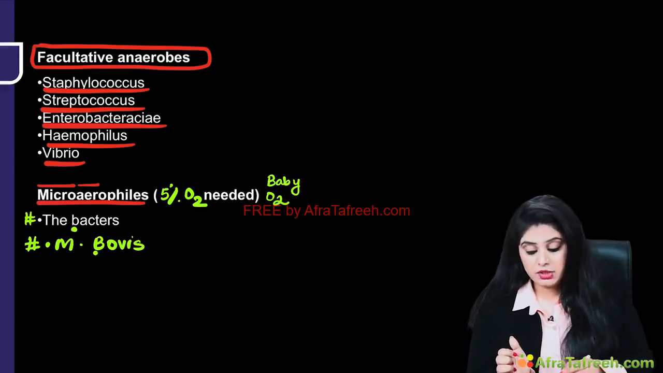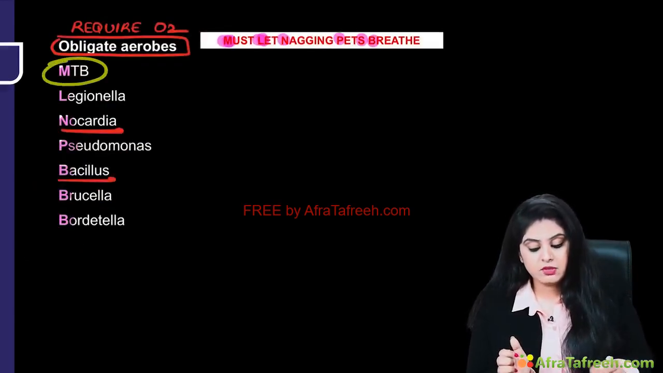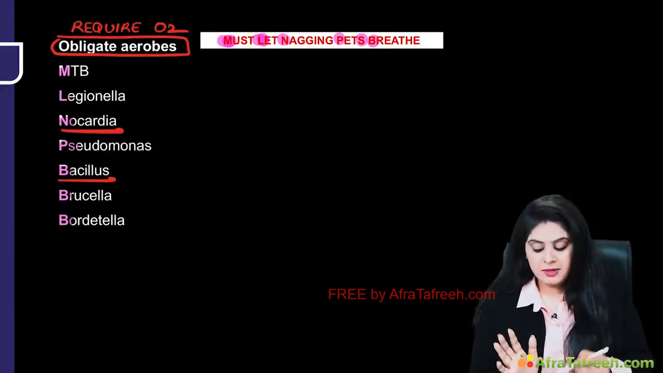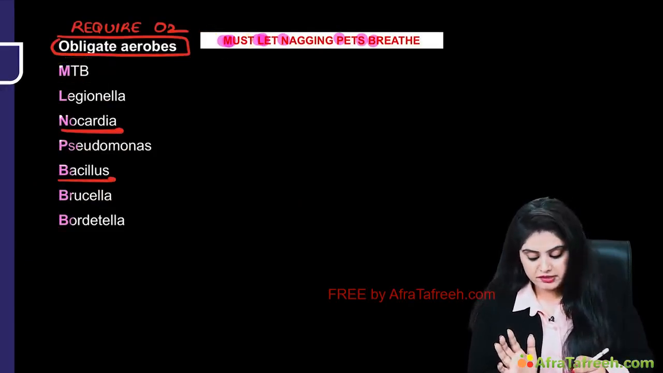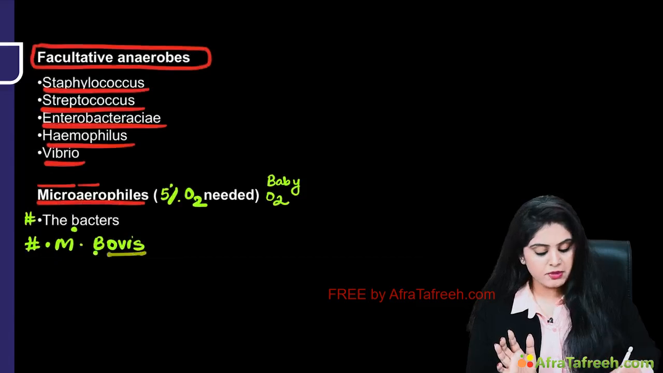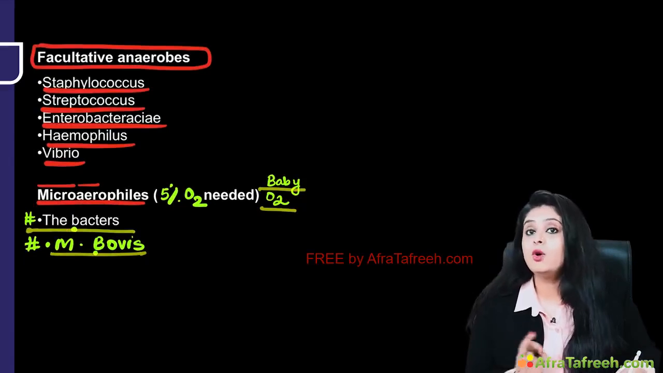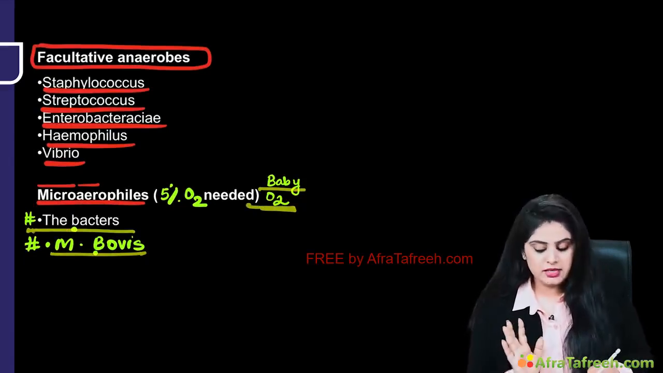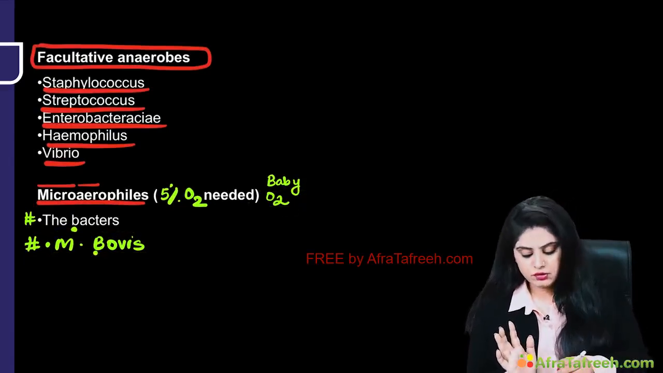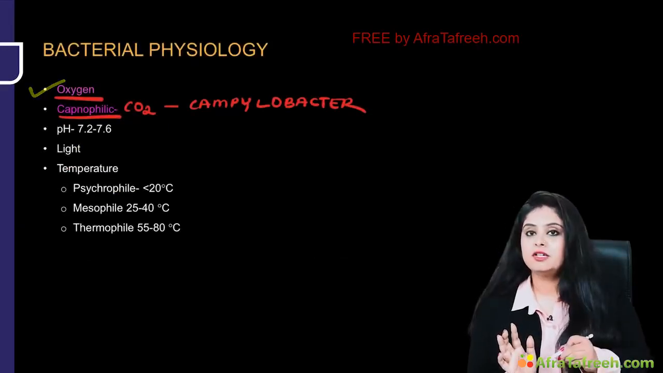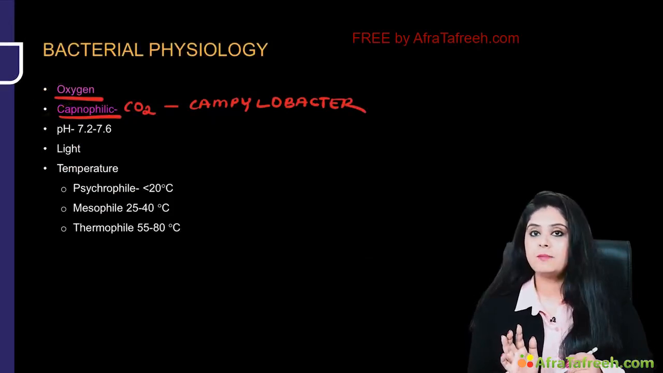Now I want you to recall that if Mycobacterium TB was asked, that was an obligate aerobe. But if Mycobacterium bovis is asked, bovis is something which needs baby oxygen, so a little bit of oxygen. Even Campylobacter and Helicobacter will also need baby oxygen. So your oxygen story is sorted. If I come all the way back, I have done the ones related to oxygen, and the ones which are capnophilic.